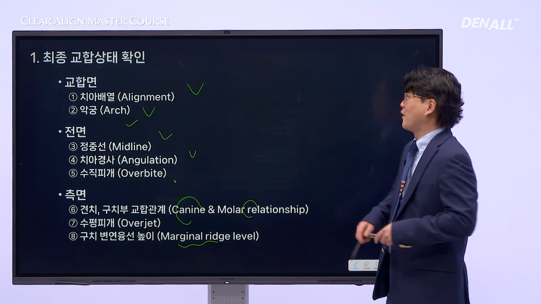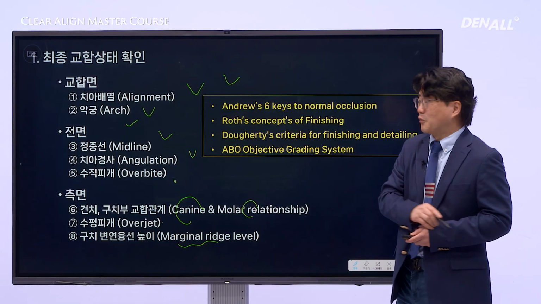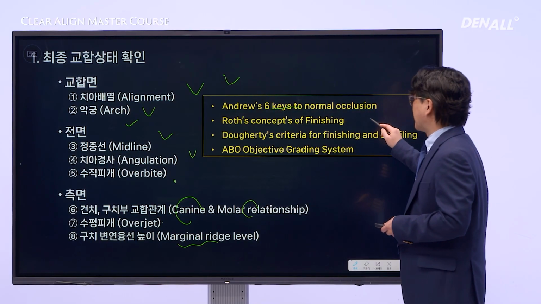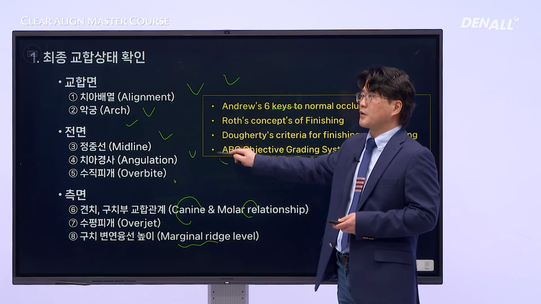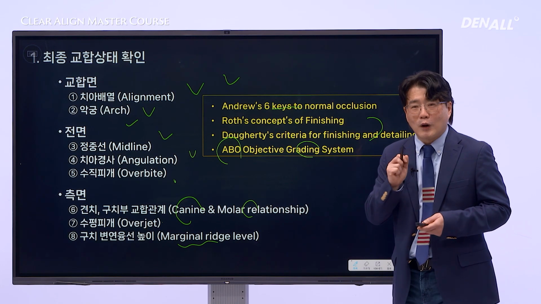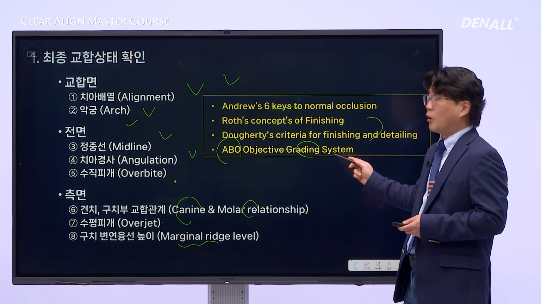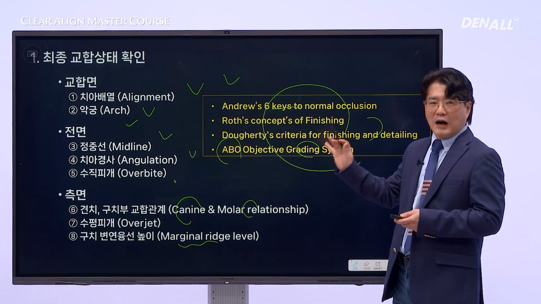What standards are we using? Most of you learned these things during dental school, concepts like Andrews' 6 keys to normal occlusion, various occlusal concepts, the ABO objective grading system, and other occlusal scoring systems. With those standards in mind, we need to apply them carefully when evaluating occlusion.